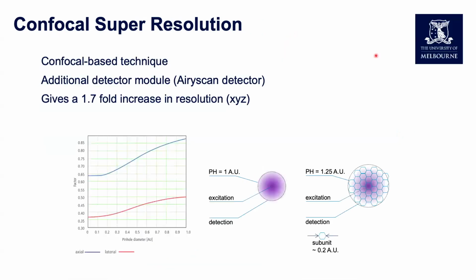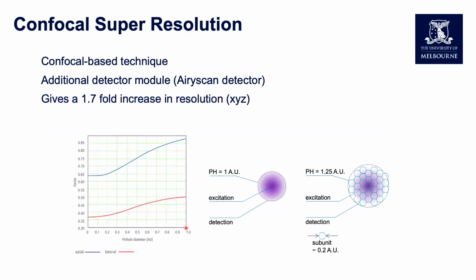So we're going to start with confocal super resolution. These slides are taken from Zeiss, but as I say, the Nikon NSPARC uses a very similar approach. This is a confocal-based technique, so we're point scanning across the sample. It works on the understanding that if you narrow down the pinhole that sits in front of the detector on your confocal, then you can actually increase the resolution.